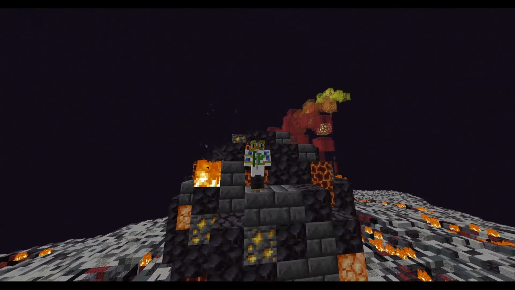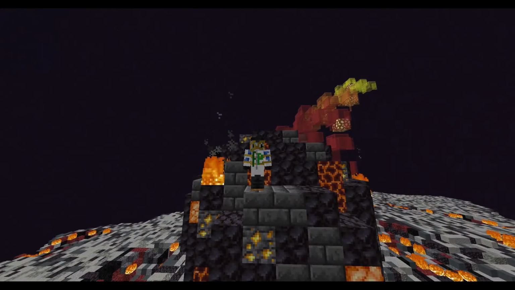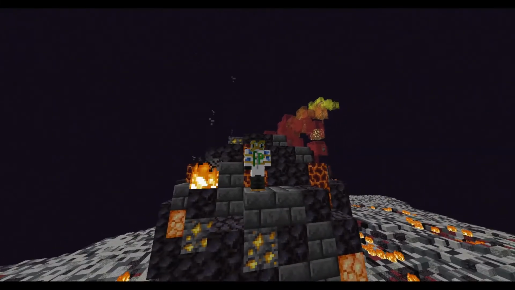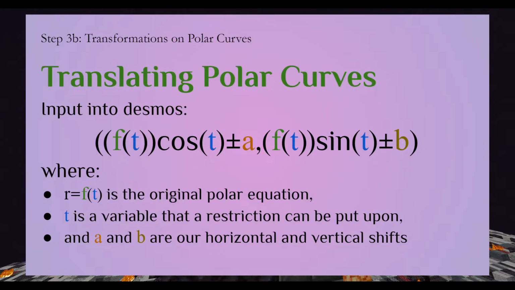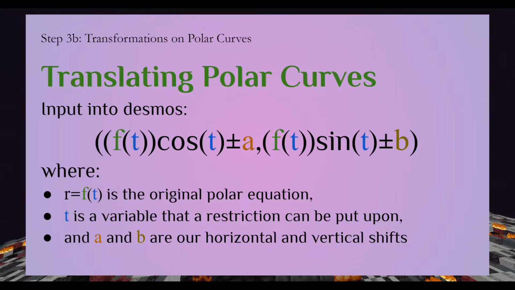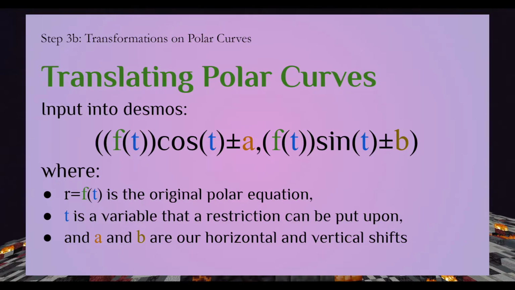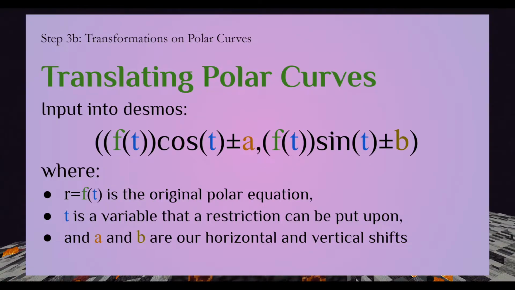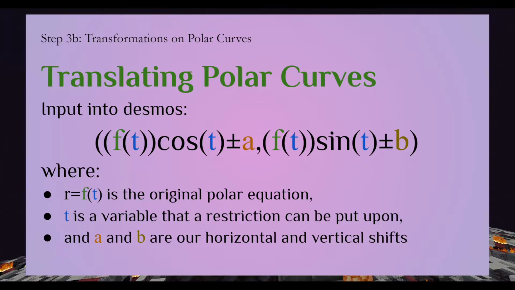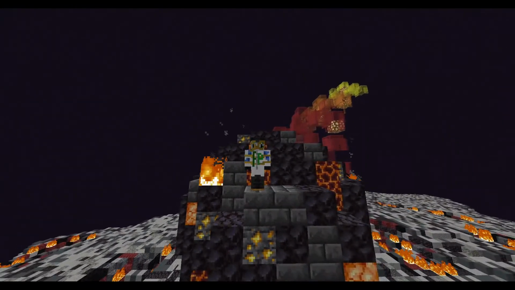Now hopefully you know how to move around the Cartesian graphs by transformation, but you may have realized I didn't talk about transforming the polar curves, and that is because they aren't as simple as conjuring up an H and a K. To transform polar curves we need to use parametrics. To move the polar curves we would need to input into Desmos f of t times cosine of t plus or minus a, comma, f of t times sine of t plus or minus b, with f of theta being our original polar equation, t being a variable that we can put a restriction on, and a and b being our shift. Wow, what a sentence.